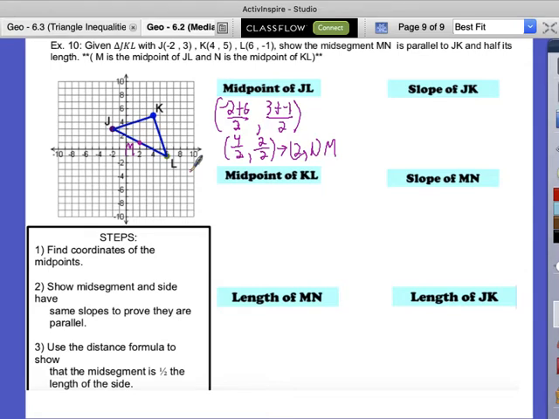Let's go ahead and find the coordinate of the midpoint of KL right below that. Go ahead and start that, please.